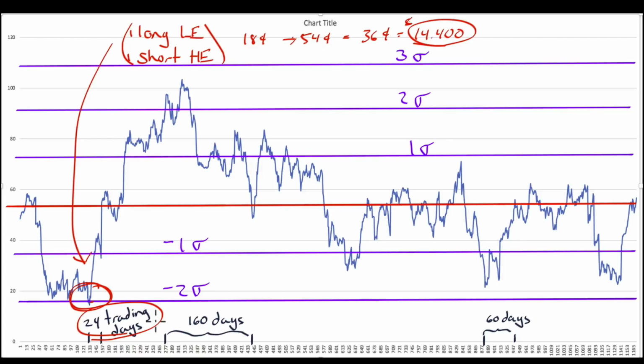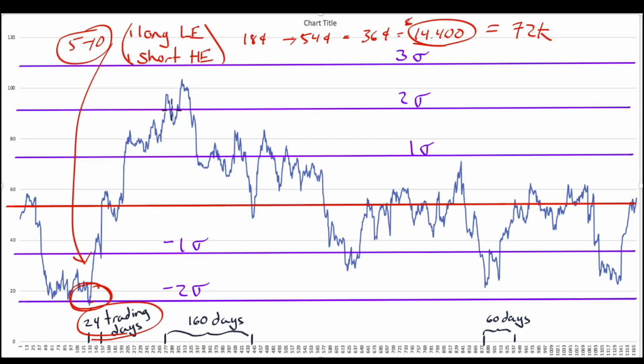So if I were very comfortable with -2 standard deviations, which I am, if I see something that's 2 standard deviations away from a mean reverting level, I think that's a very strong signal. I don't know that I'd be happy with just one contract on either side. I'd probably be looking for anywhere from 5 to 10 on either side. So if I had 5, this turns into $72,000 over 24 trading days.